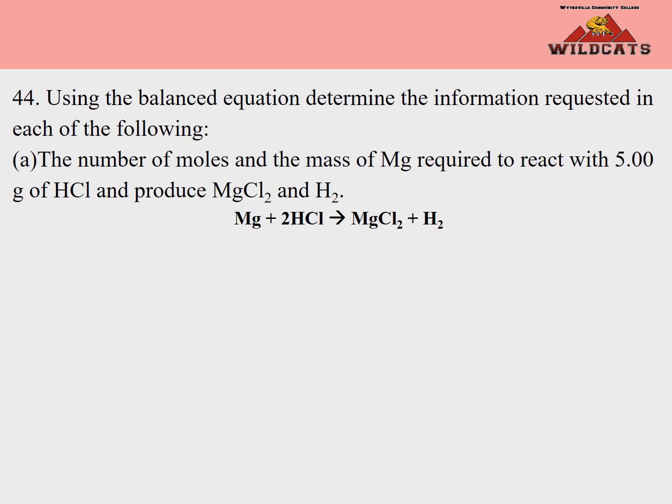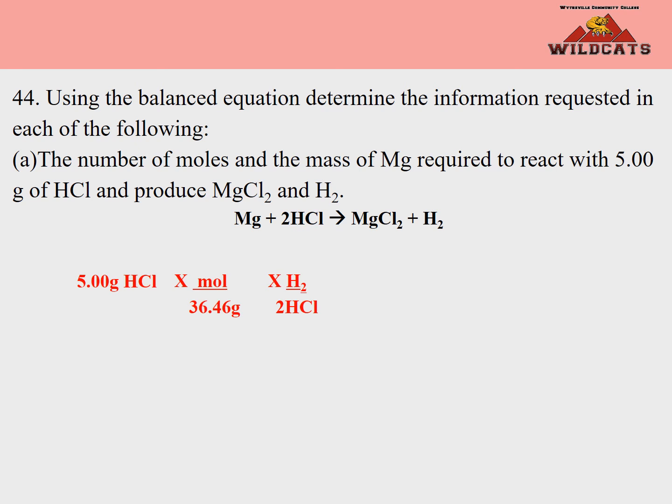Number 44, we've got magnesium plus hydrochloric acid. You'll use this reaction to find the molar volume of hydrogen gas at the end of the course. So we've got 5 grams of HCl. We're going to get rid of the grams of HCl by dividing by the mass of 1 hydrogen and 1 chlorine. We're looking for hydrogen gas, so we're going to put the hydrogen on the top and the 2 HCl's on the bottom.